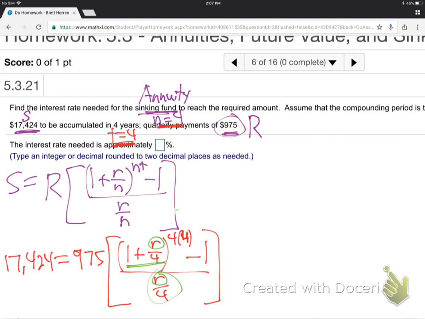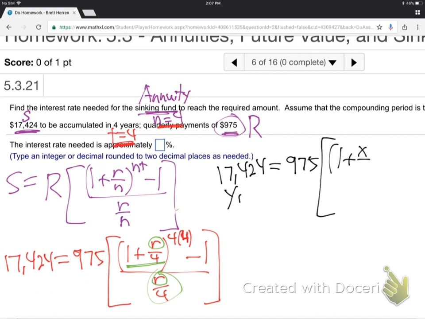Let me show you how we use the graphing calculator. We'll make the left side, 17,424, that'll be Y1. One side's Y1, the other side's Y2. The other side, 975 times, put in the X on the graphing calculator for r, the quantity 1 plus X over 4 to the 16th minus 1, over X over 4. So this time we are going to have to type it all in. You can change the X divided by 4 to times 4 over X, like I showed in the earlier video.